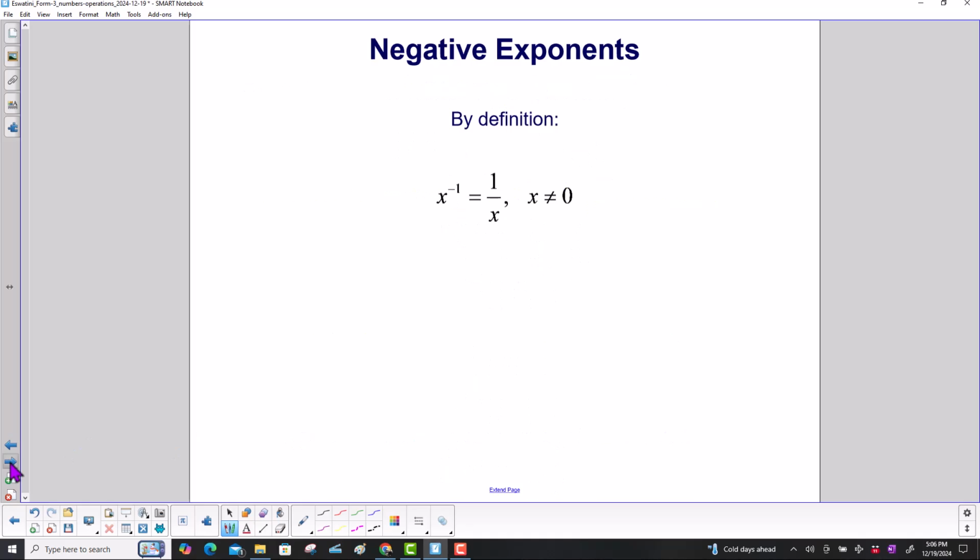Summarizing, we have x to the negative 1 is equal to 1 over x. And of course, x cannot equal 0 because 1 over x is undefined.